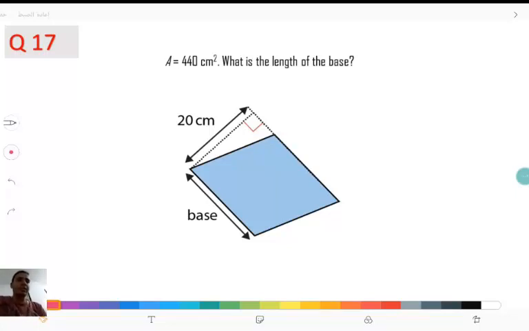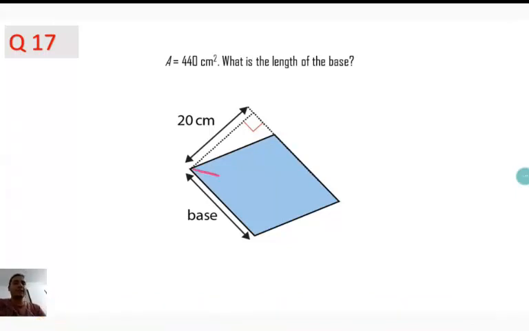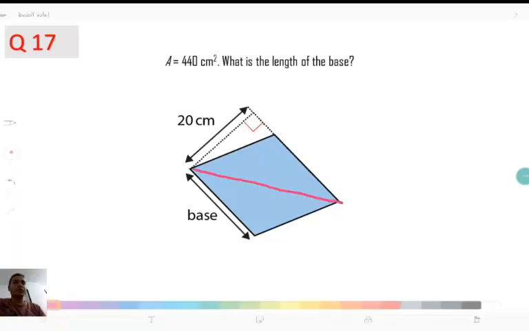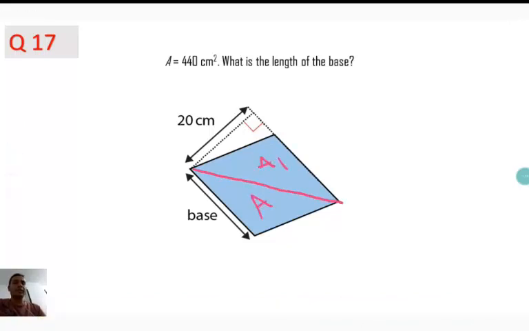Here the same idea, the area is 440 centimeters squared. What is the length of the base? In the previous question, he asked us to find the height. In this question, he asks us to find the base. Alright, let's divide this parallelogram into two equal triangles, A1 and A2.